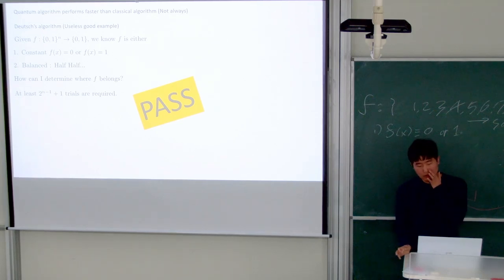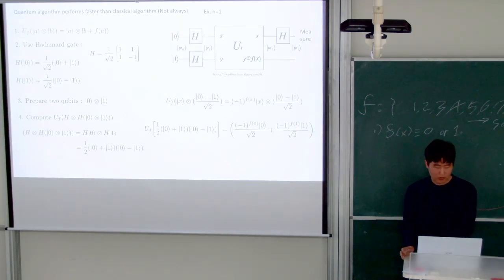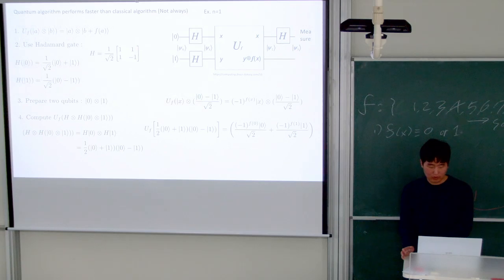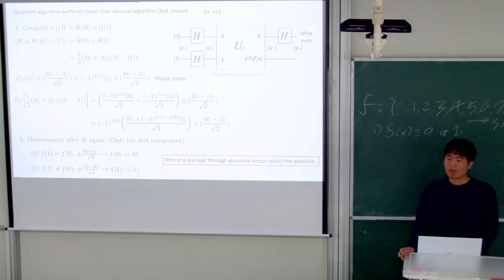But the thing about the Deutsch algorithm is that if you construct a quantum gate, then you can check it with just one trial. That's the use of quantum computation. Actually, this problem is not very practical, but it shows the power of quantum computation. If you are interested, you can study this. So how much faster in this case? Just one trial is enough.